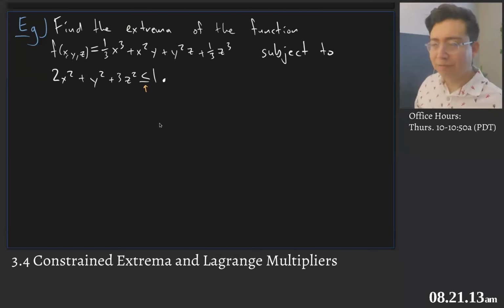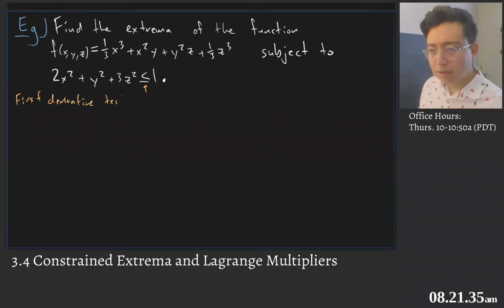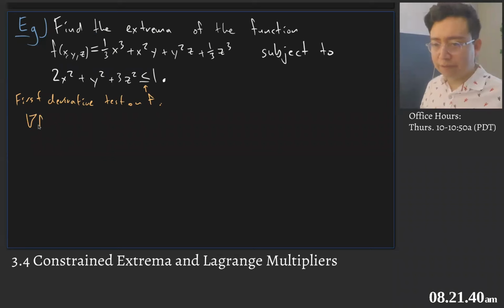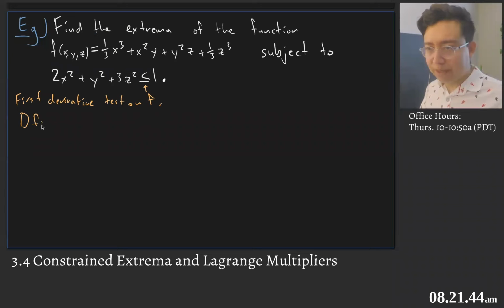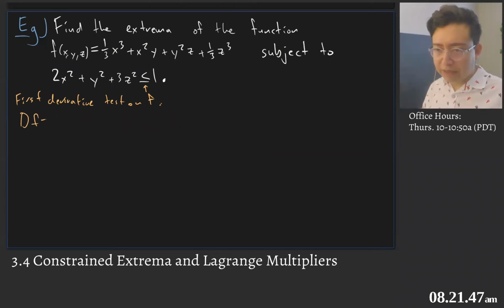I say old-fashioned as in two sections ago, or I think even last section, where you use the first derivative test. So for critical points on the inside, we use the first derivative test on f. We take the gradient of f, or technically we say df, and find the critical points.